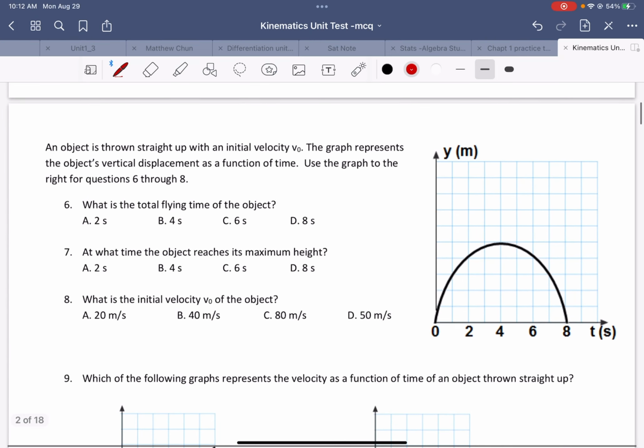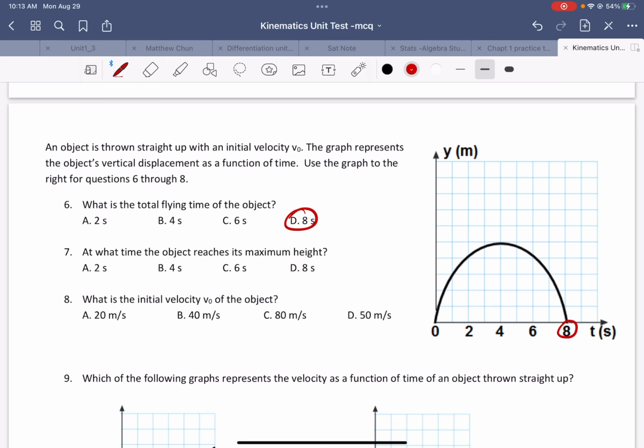Now let's look at the graph here. An object is thrown straight up with initial velocity v naught, and the graph represents the object's vertical displacement as a function of time. Use the graph to the right for questions 6 through 8. What is the total flying time of the object? So when it hits the ground here is 8 seconds, so D.